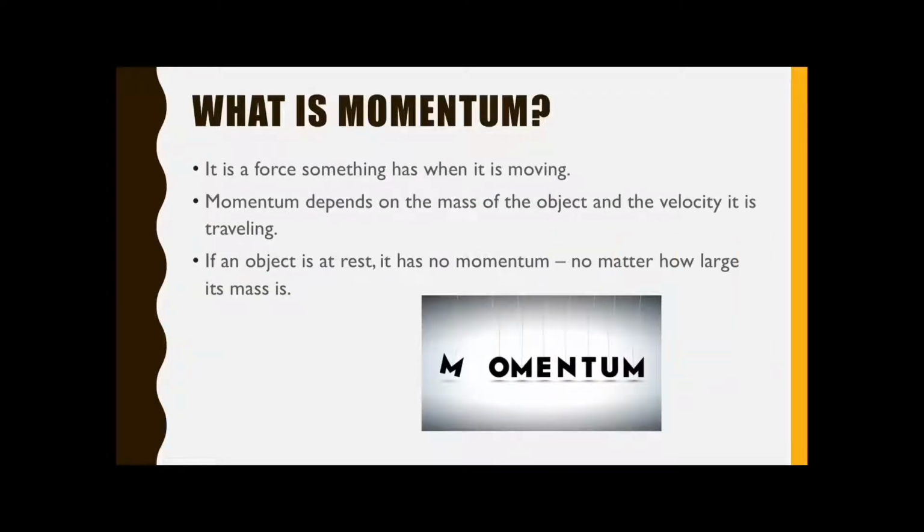So what is momentum? Well, it is the force something has when it's moving. And momentum depends on the mass of the object as well as the velocity it's traveling at. So if an object is at rest, that means it has no momentum. No matter how large of a mass it has, it's not moving, so it's not going to have a momentum because momentum is the force something has when it's moving.